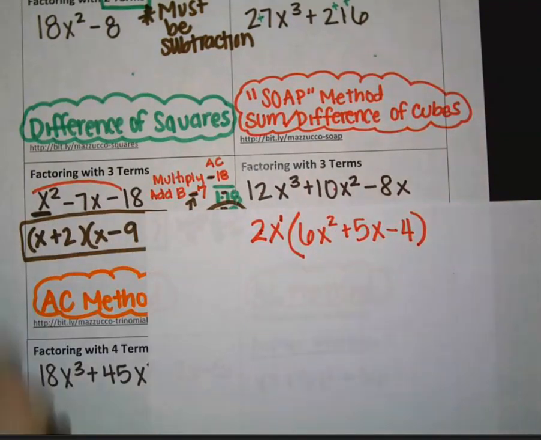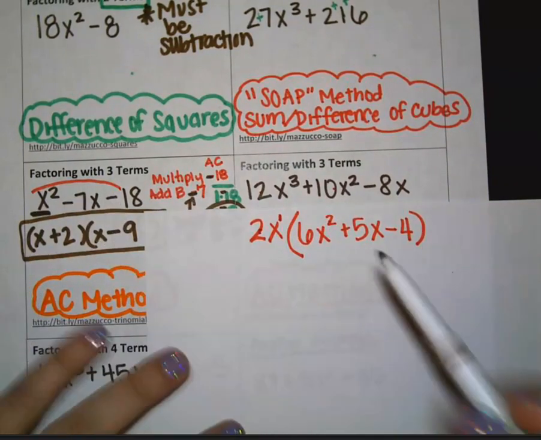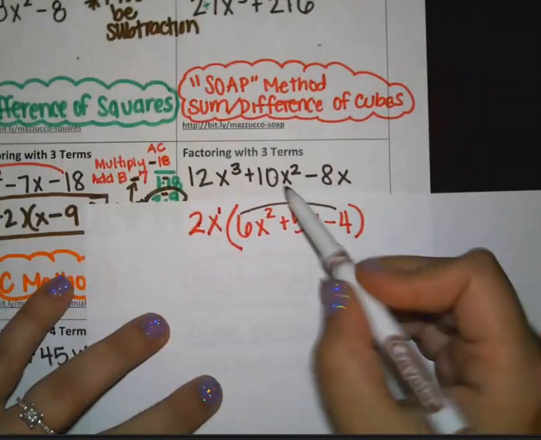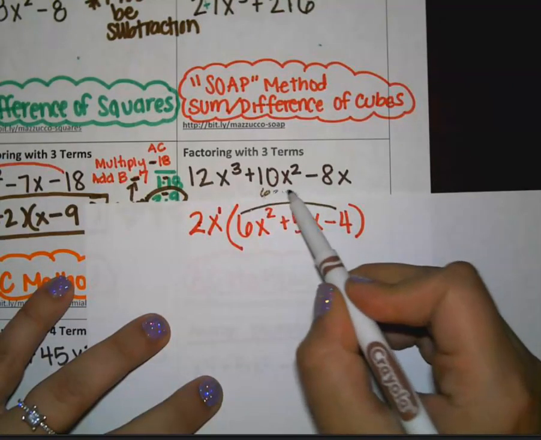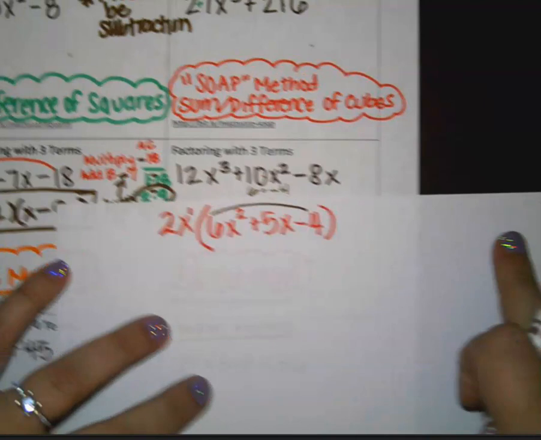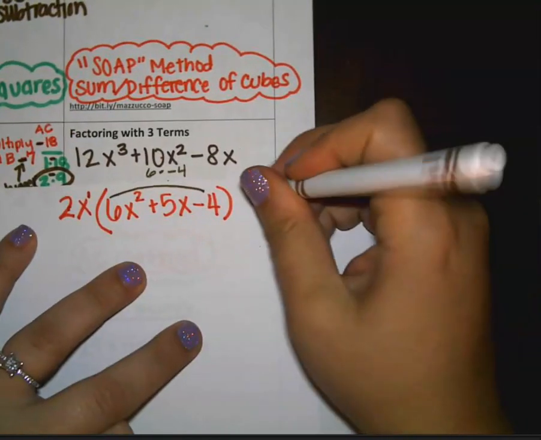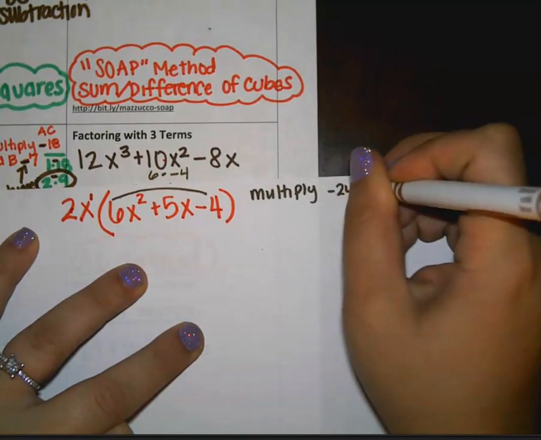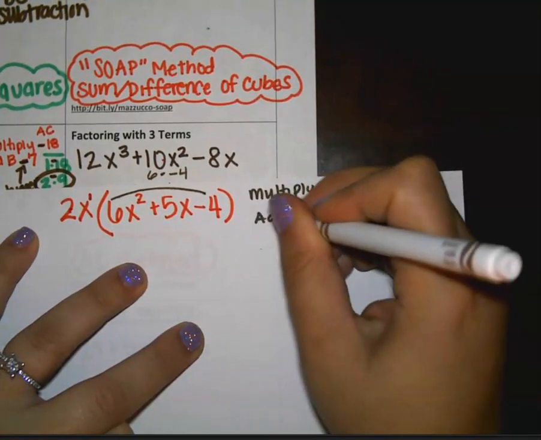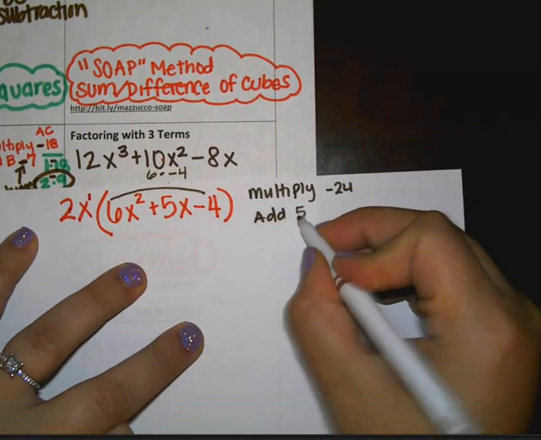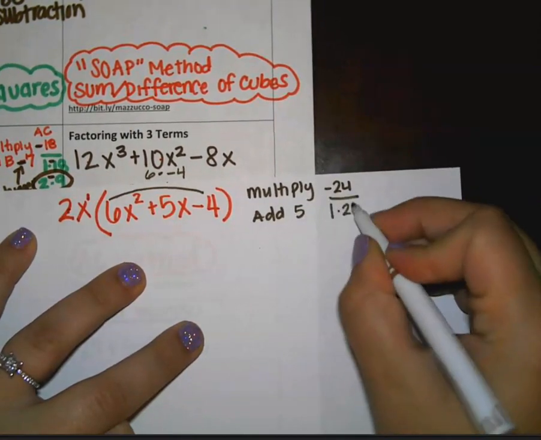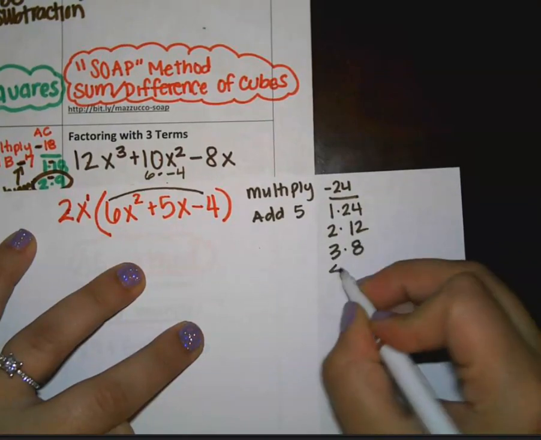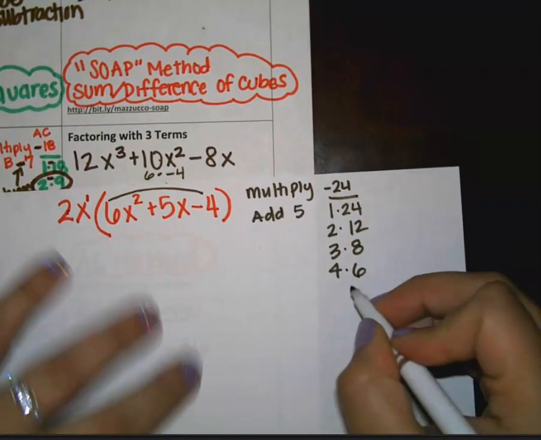Then the next step, what we did here, was we made, I call it the rainbow. Make the rainbow here, and you multiply the 6 times the negative 4, which is negative 24. So I have to find what multiplies to negative 24, and it has to add to b, so the 5. So 1 times 24, 2 times 12, 3 times 8, 4 times 6.